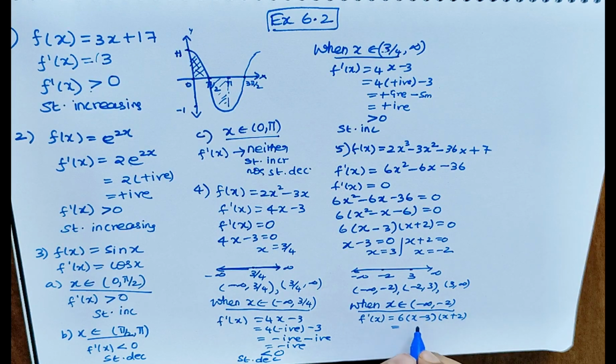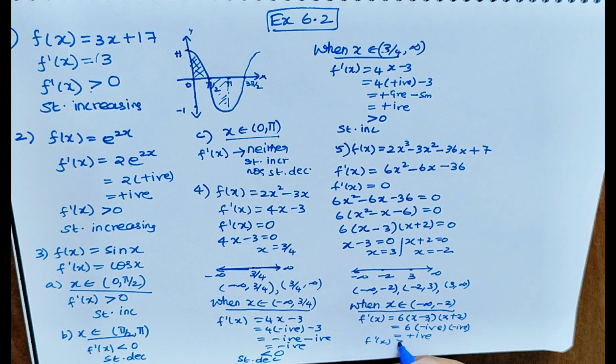Since all the x values are negative, x minus 3 will be negative. Then x plus 2: when you check, the numbers are smaller than 2, so it has a negative sign. So greater number negative, smaller number positive, we'll get a negative sign. Negative into negative is positive, outside a positive number. So we get positive. f dash of x is greater than 0. Therefore the function is strictly increasing on the interval minus infinity comma minus 2.